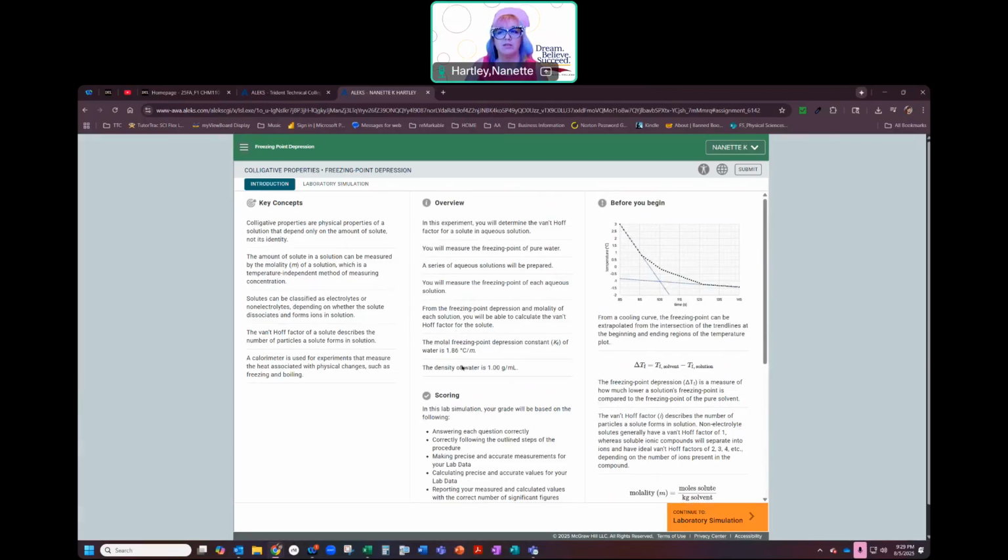Now, remember, all of this information is available to you. You should be making a lab notebook with this information so that you can take the post-lab quizzes with that information. It is something you're expected to do. The freezing point depression constant KF for water is 1.86 degrees C per molal. Okay, so that's the constant that we have for that.